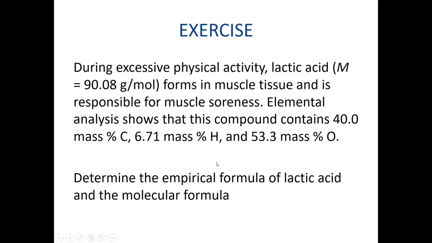Okay, we continue our lecture with this example. This example states that during excessive physical activity, lactic acid, whose relative molecular mass is 90.08, forms in muscle tissue and is responsible for muscle soreness. Elemental analysis shows that this compound contains 40% mass carbon, 6.71 mass percent hydrogen and 53.3 mass percent oxygen. The question asks you to determine the empirical formula of lactic acid and the molecular formula.